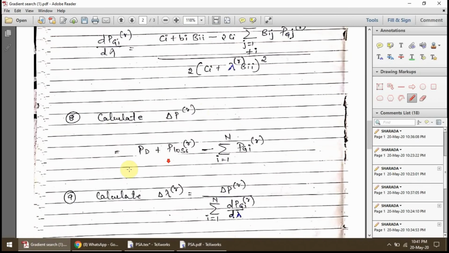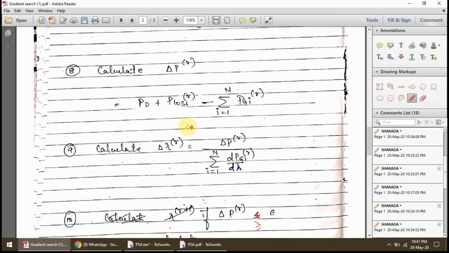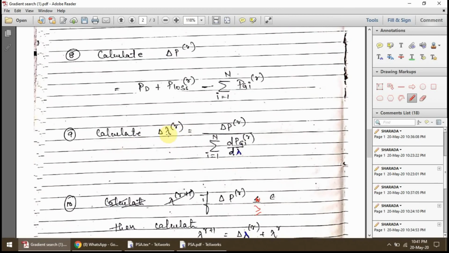So once we have calculated that, next we will be calculating delta P of R. Delta P of R is nothing but the error between the actual demand and the estimated one. So these two, what you can see, this is the estimated one, and this is the actual demand. So the difference between this is nothing but delta P of R. Later we'll calculate delta lambda of R using this expression.